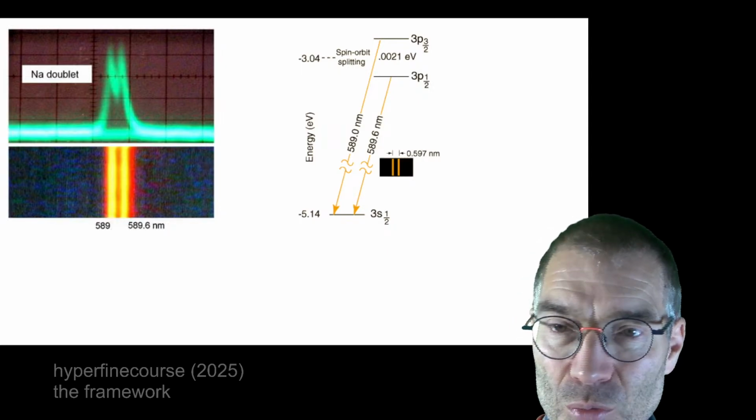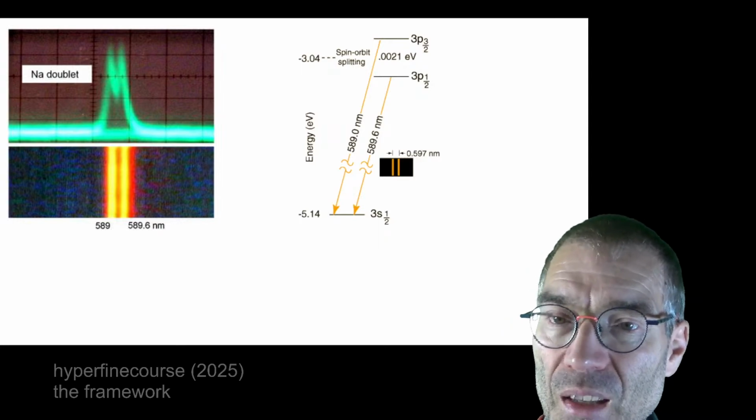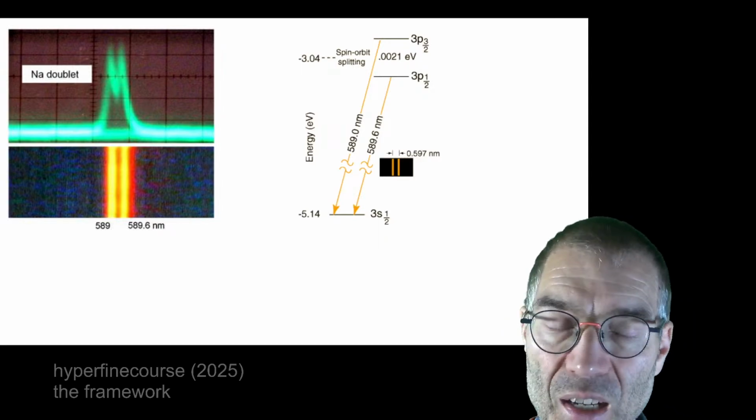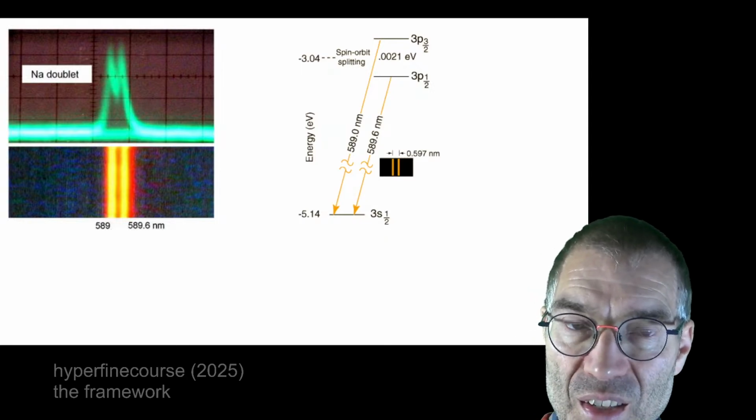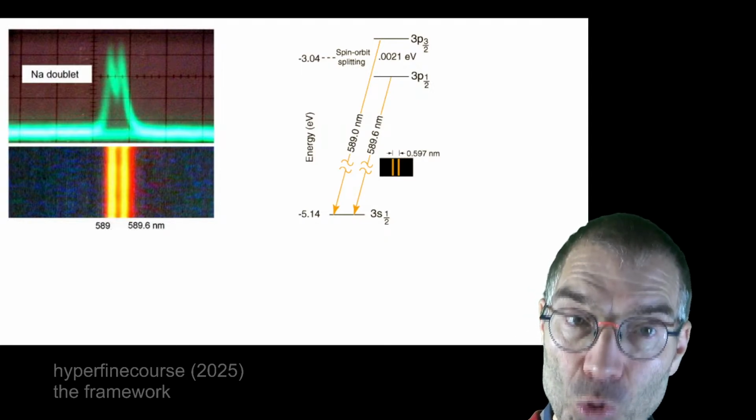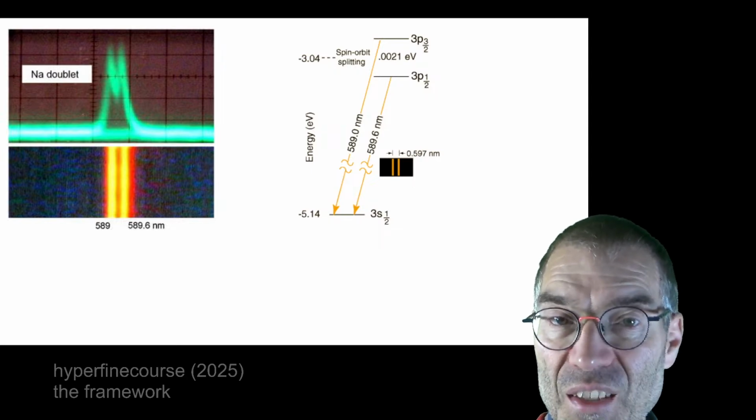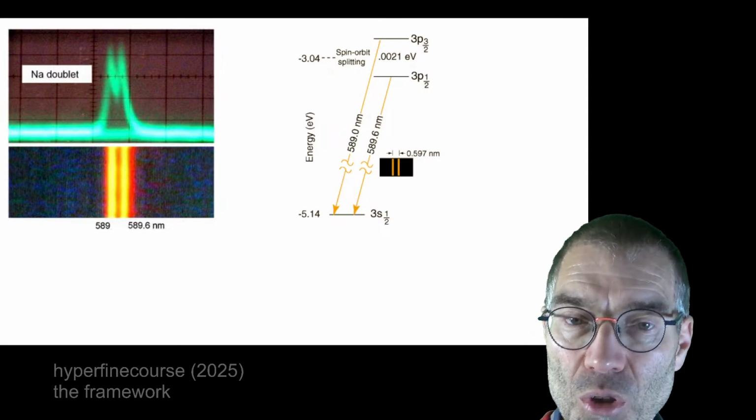So if you would take a spectrogram, as you see on the left-hand side, you would see that you have not one line, but indeed two lines. And the fact that you have two lines, that is a fine structure splitting of that excited state due to spin-orbit coupling.